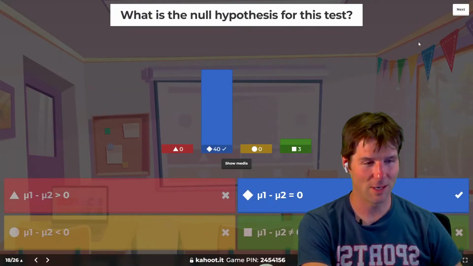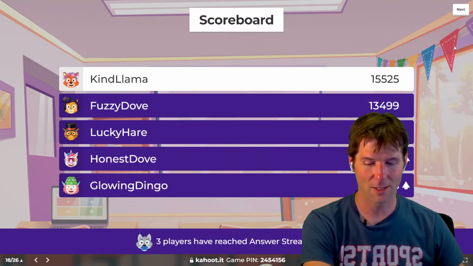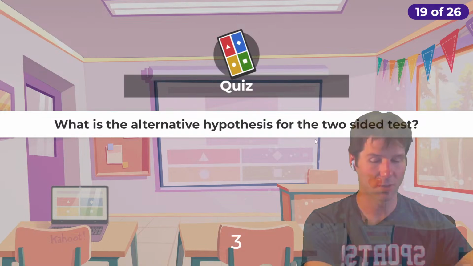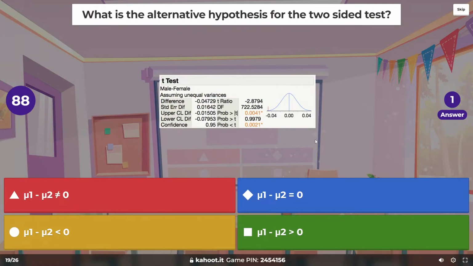Okay, let's do the next leaderboard. Kind llama, fuzzy dove, lucky hare, honest dove, glowing dingo. Next question. What is the alternative hypothesis for the 2-sided test? When you do the 2-sided test, which is when we shade both sides of the curve, the 2-sided test has what alternative?